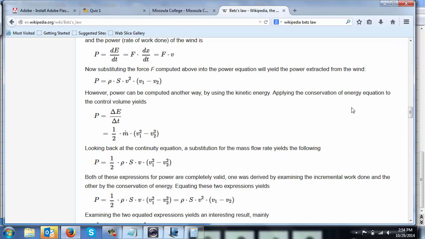Okay. So what he says is, however, power can be computed another way by using the kinetic energy. And so we see that we've got P equals delta E over t. All he's done is taken the energy equation, and we already used that one a second ago, right? The 1/2 mv squared, and that's why I thought it'd be a good idea to just go right into Vets here. So the change in energy is 1/2, well, let's just do the steps here.